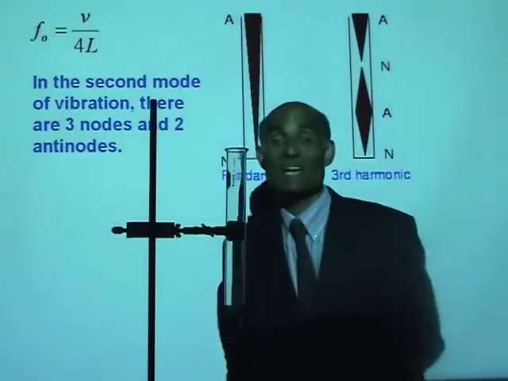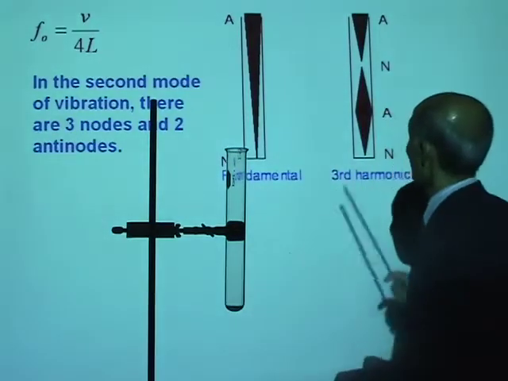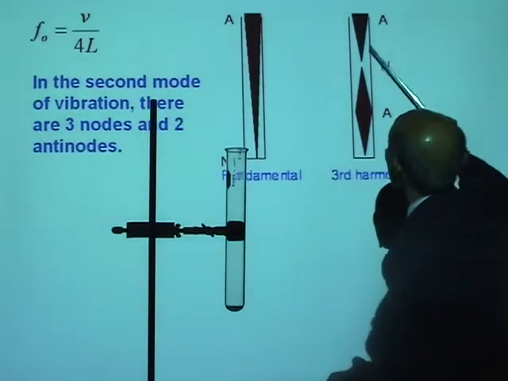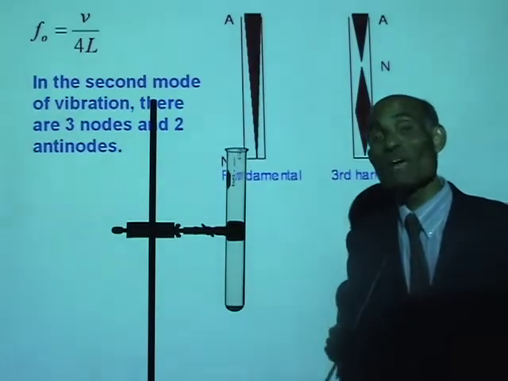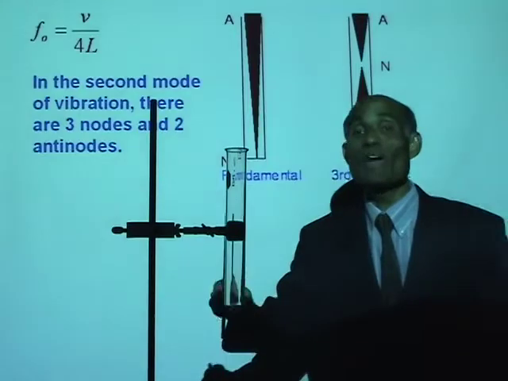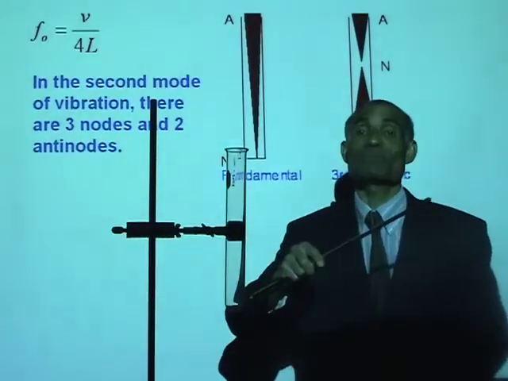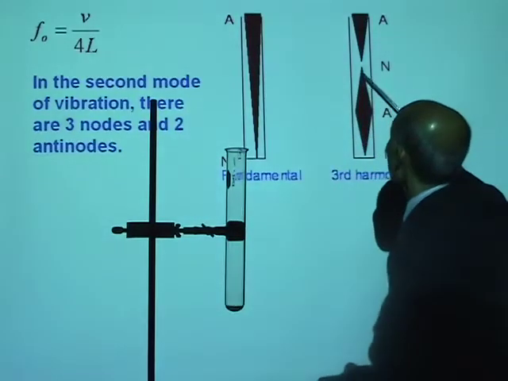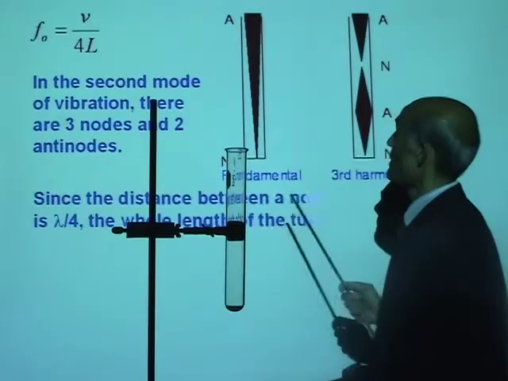That is the second mode of vibration in a closed tube. Can you tell me, how many wavelengths are there inside the tube? How many waves? Now, a full wave is made up of 2 full segments. And we have only 1 full segment and half of a segment there.